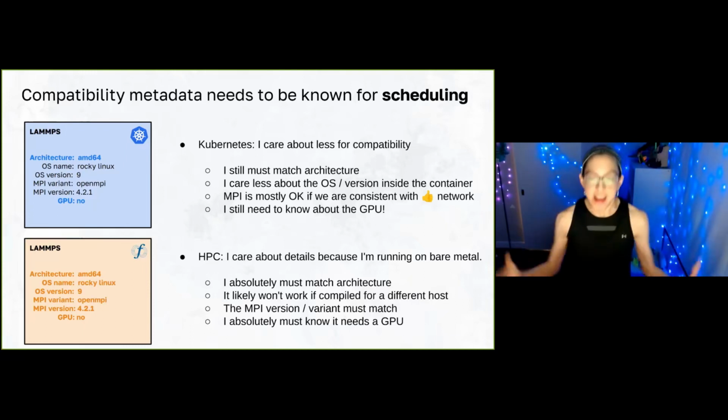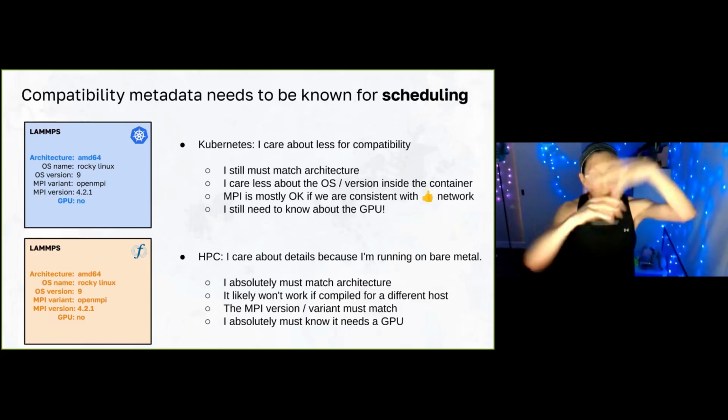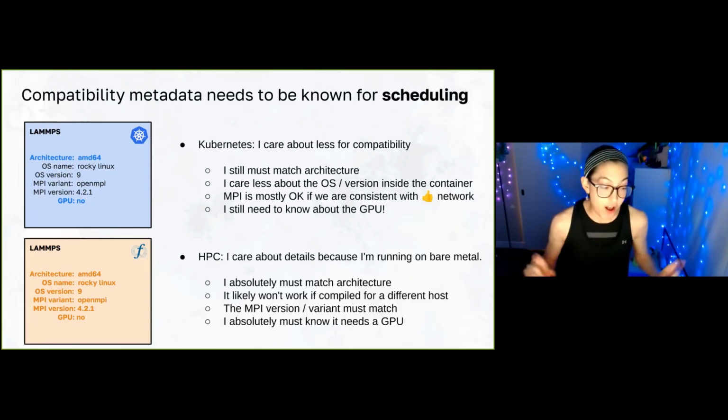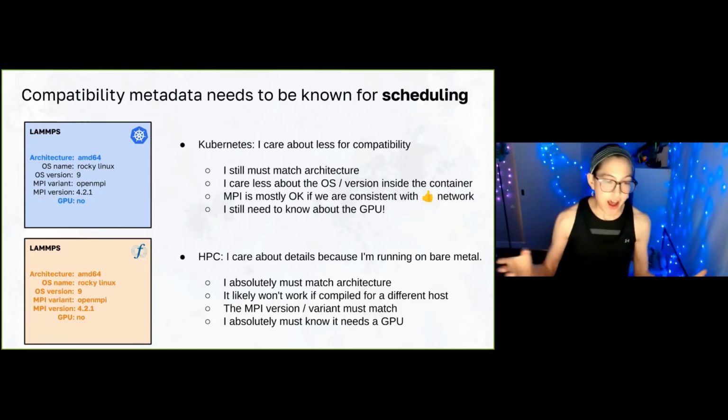Now with HPC, when you're running on bare metal, you absolutely care about all these things because you're probably going to be binding. It's not that if you have MPI, it's just going to be living in the container and running from there. You're going to actually be binding it to your host. And if you get that wrong, it is going to throw up on you, and you do not want MPI to throw up on you. So this is just one example, with MPI, of how the scheduling needs would be different.